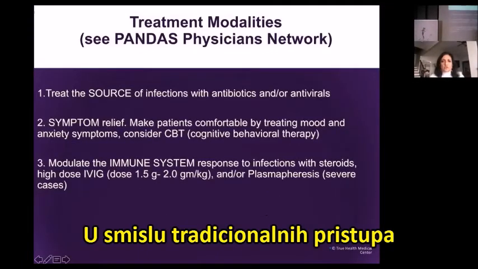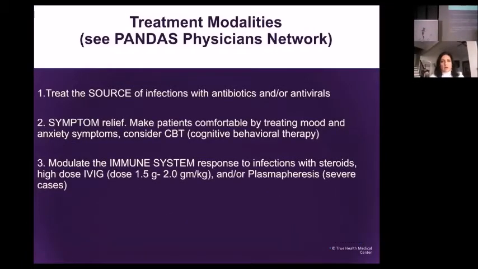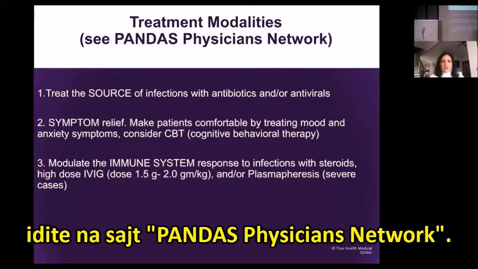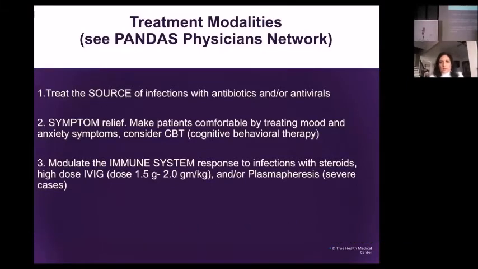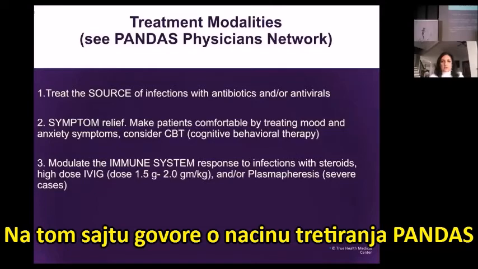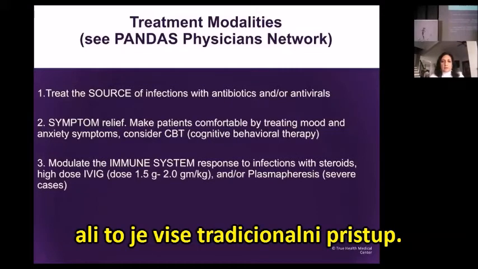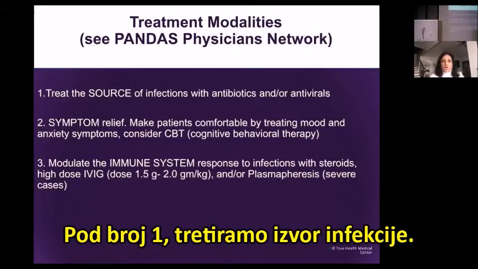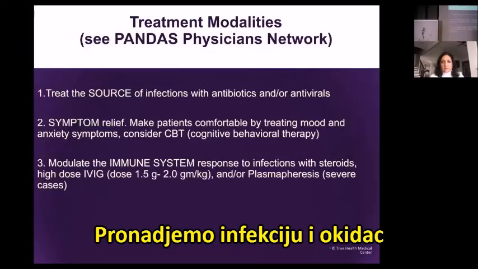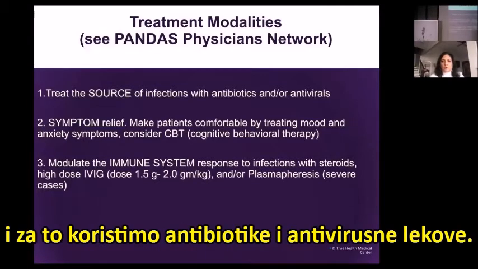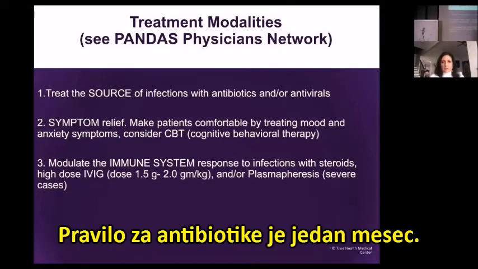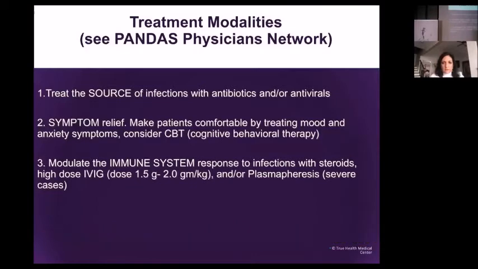In terms of traditional approaches, take a look at a website called the Pandas Physicians Network. The Pandas Physicians Network talks about how you treat pandas, but again, from more of a traditional approach. So number 1, we treat the source of an infection. So if we find the infection and we find the trigger, we want to treat it with antibiotics and antivirals. And the rule of thumb here for antibiotics now is about 1 month.